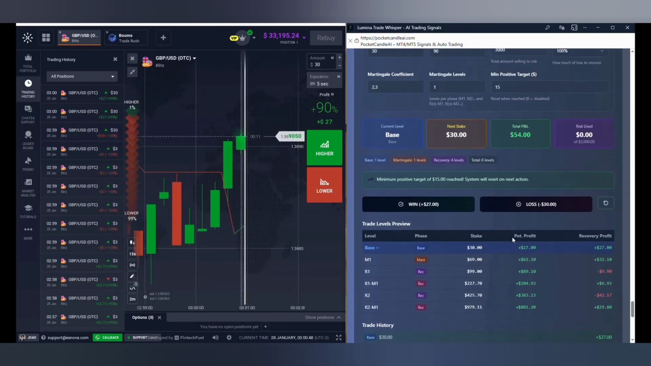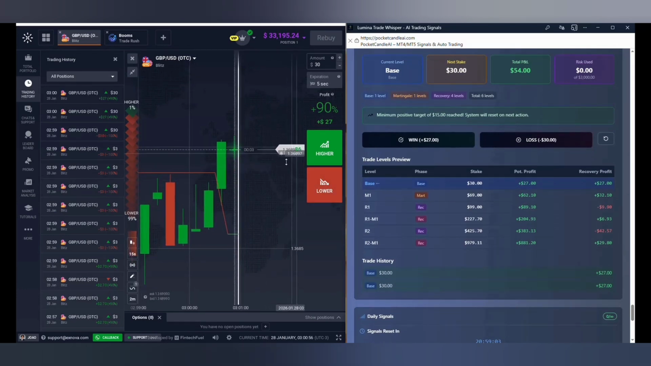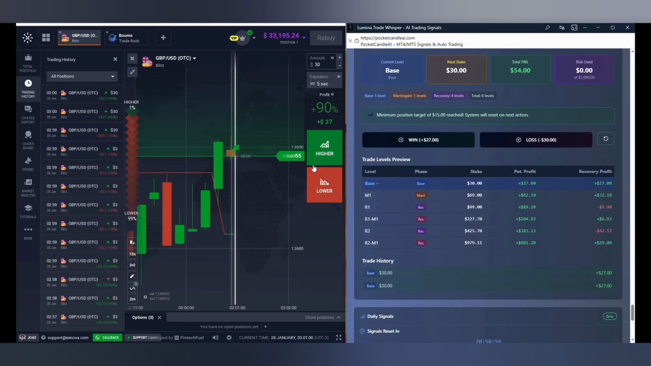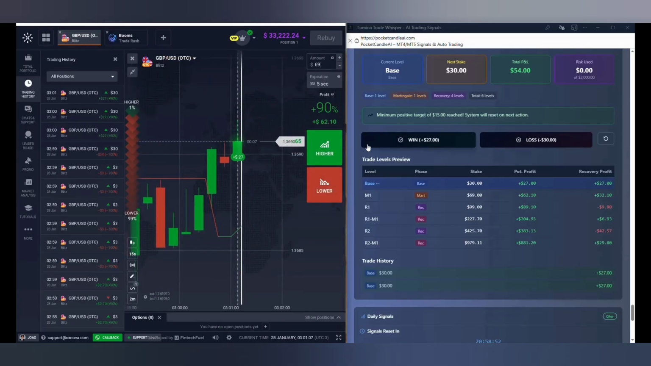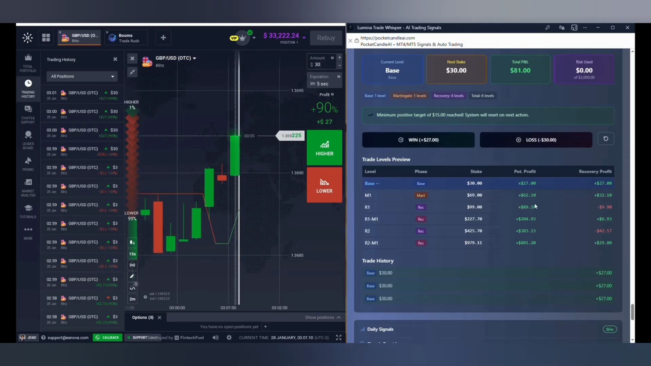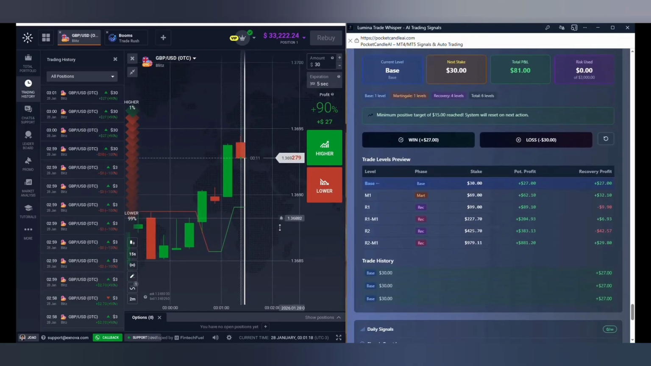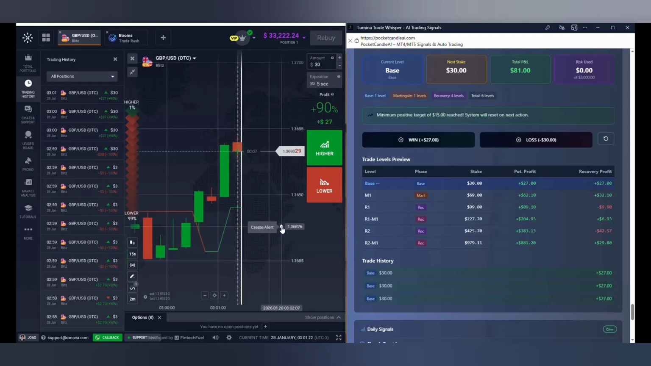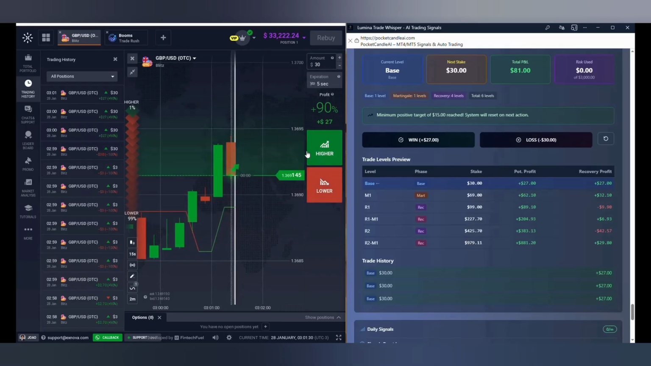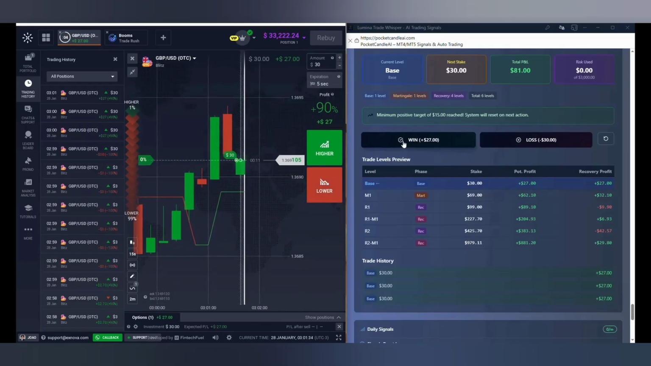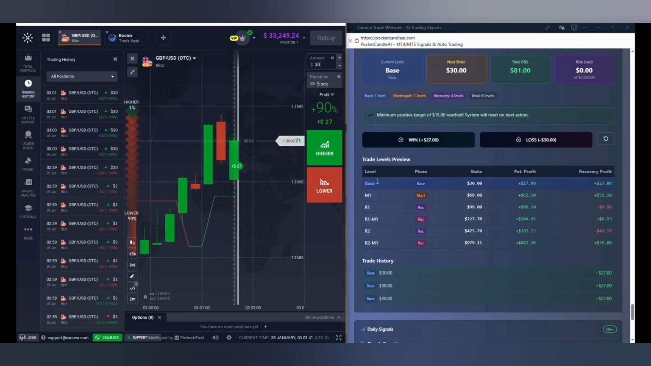Okay. Signal alert. Buy GBP US dollar OTC with 70% confidence. Okay, that was a win. I'll come here and mark it. $81. New buy signal detected for GBP US dollar OTC. Confidence level 70%. That's another win.